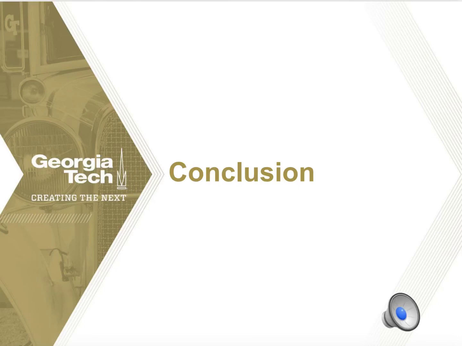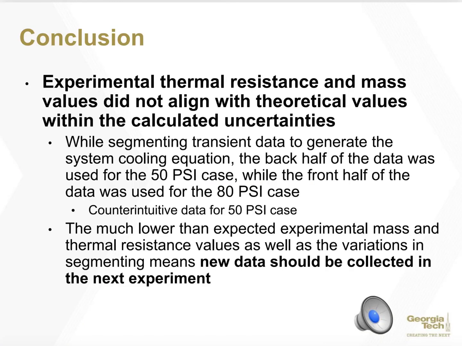Here are our conclusions. In conclusion, we were able to successfully characterize the vortex tube relationships. However, our data did not line up with the expected theoretical values or uncertainties. One big indicator of this was that when we were segmenting the transient data to generate the system cooling equations, the back half of the data was used for the 50 psi case, while the front half was used for the 80 psi case. Looking at our data, it seems that the data collected for the 50 psi case is flawed, as having a steady-state portion in a transient data set is counterintuitive.